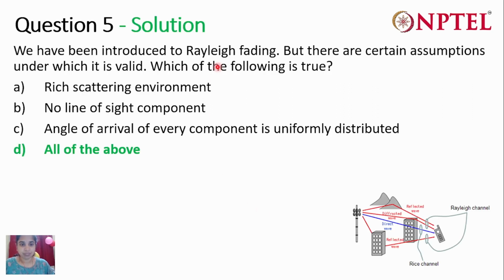Generally, Rayleigh fading considers a rich scattering environment. That is, you have a large number of scattered paths, and there should not be any line of sight component. If there is a line of sight component, then it no longer remains Rayleigh fading, and the angle of arrival of every component will be uniformly distributed between 0 to 2 pi. As shown in the figure here, if the line of sight path, the blue path, comes, then it becomes a Gaussian channel. Otherwise, the channel is a Rayleigh channel.